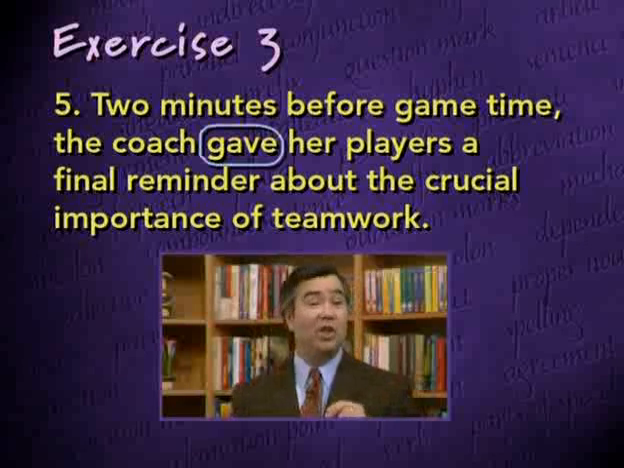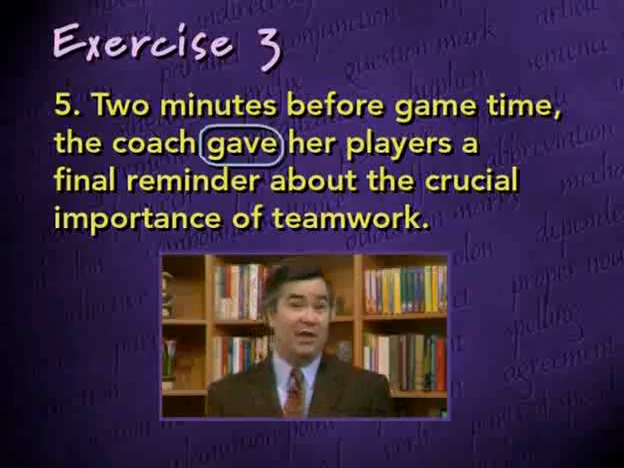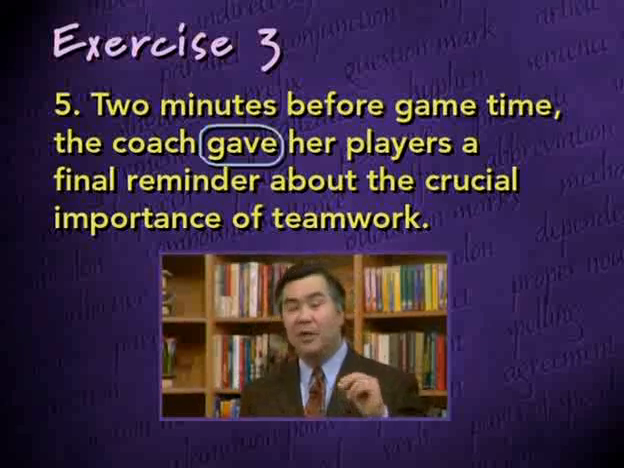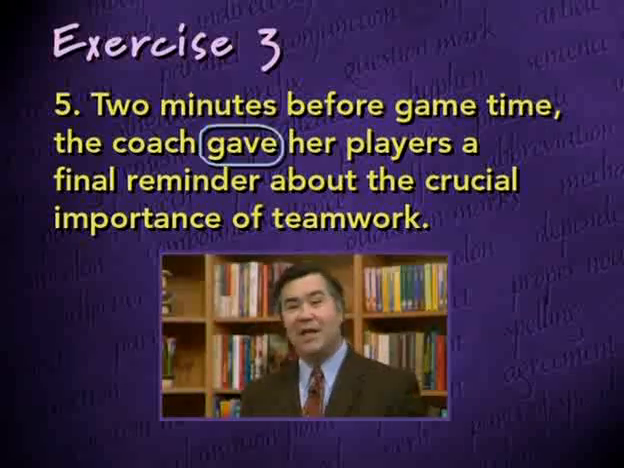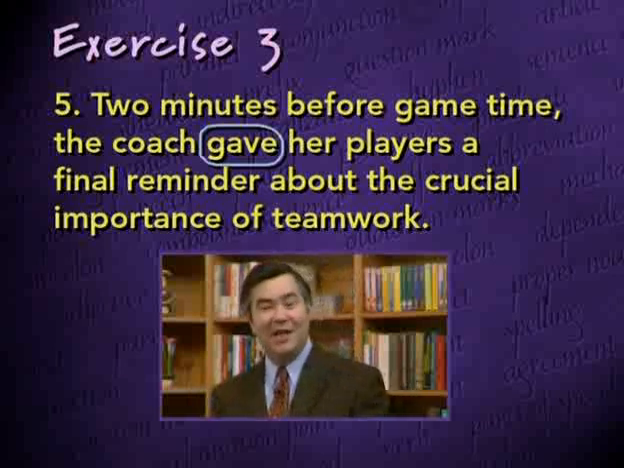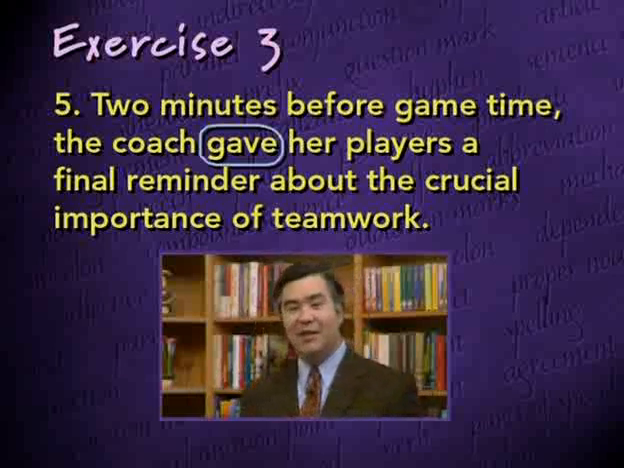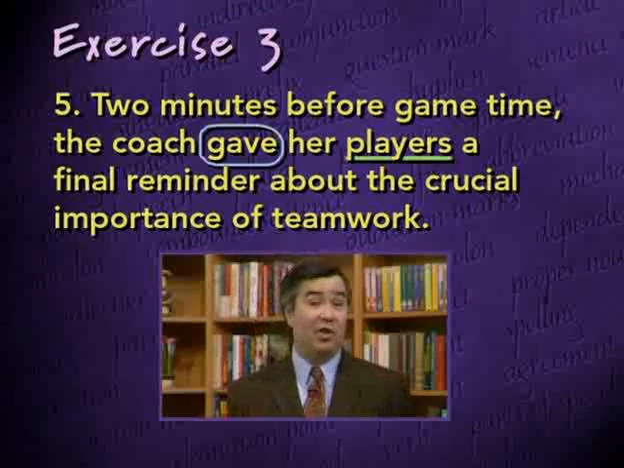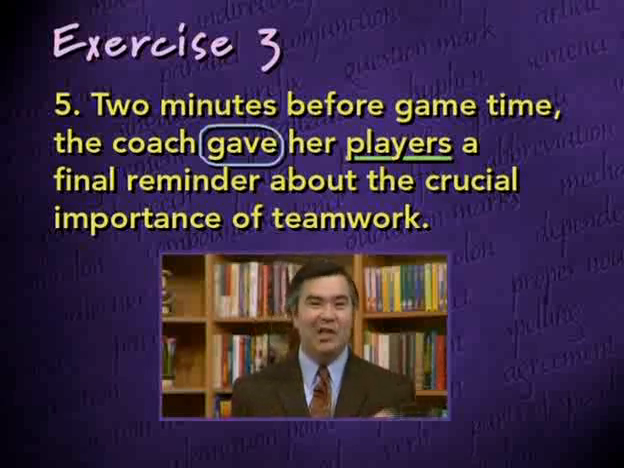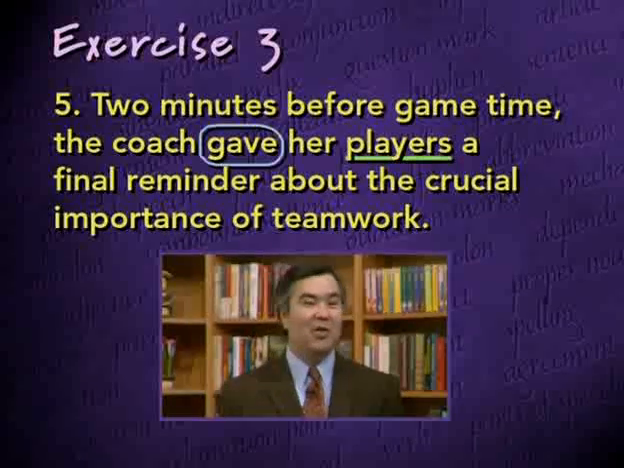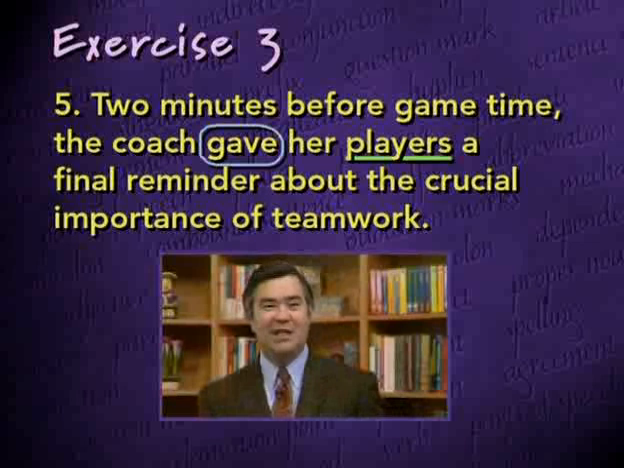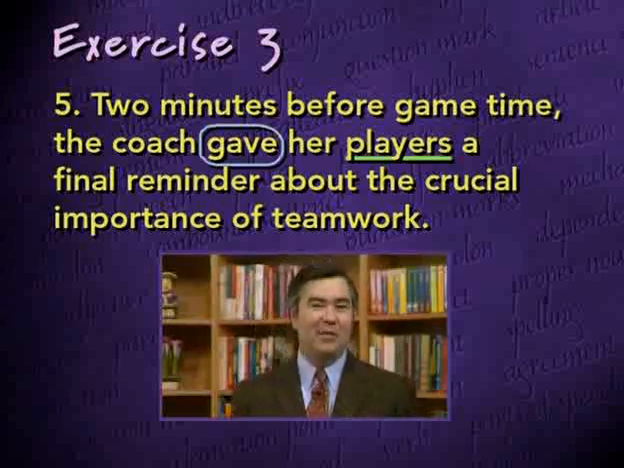Now, who or what did the coach give? What is the direct object of the verb gave? Well, what the coach gave was a reminder, specifically a final reminder. So reminder is the direct object of the verb gave. Now, does the sentence contain an indirect object, a word that tells us to whom or for whom that reminder was given? Yes, the answer is her players. So the noun players, which does appear between the verb and the direct object, is the indirect object in this sentence. It answers the question to whom the coach gave the reminder, and it appears in the proper location in the sentence, and therefore players is the indirect object in this sentence.